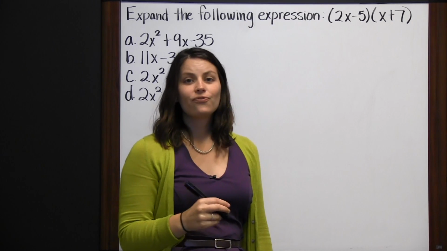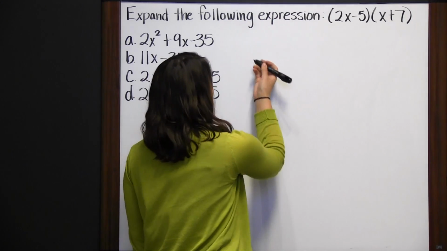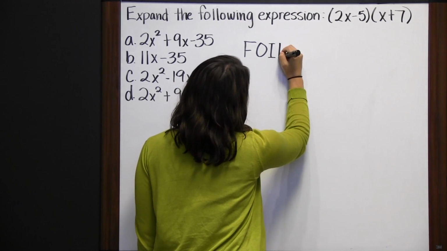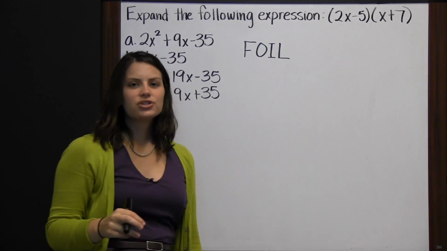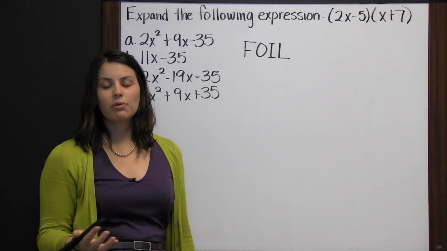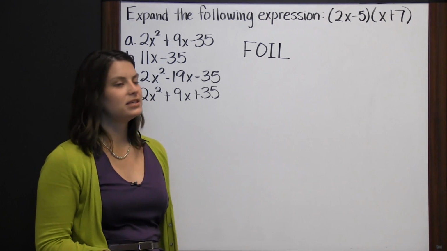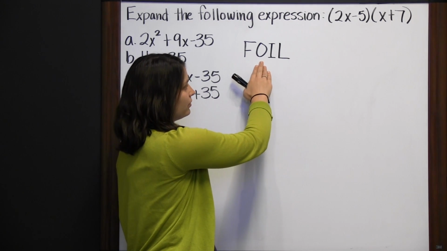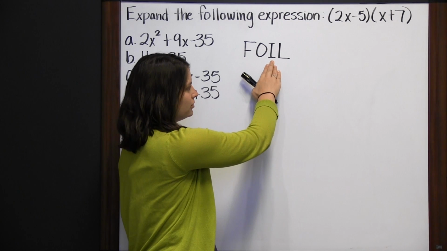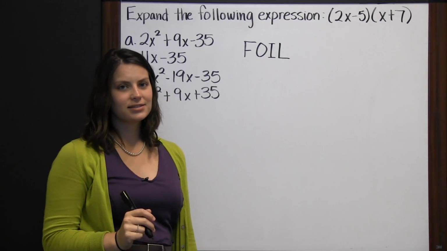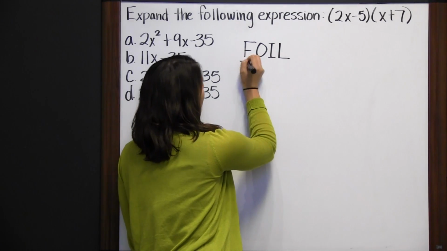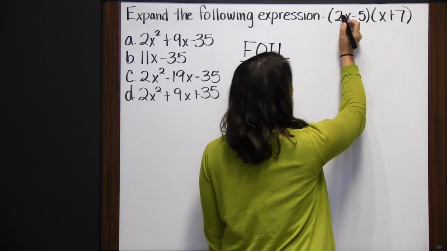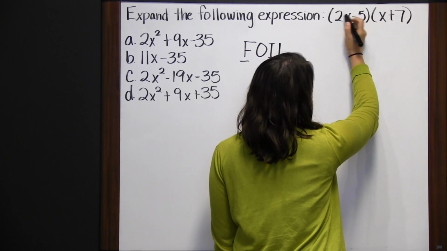So I'm going to use FOIL to help us multiply these binomials. And FOIL is just an easier way to remember what to do when you're multiplying these binomials. The F stands for first, O outer, I inner, and L last. So we start with F, first. And that F tells you to multiply the first terms in each set of parentheses.